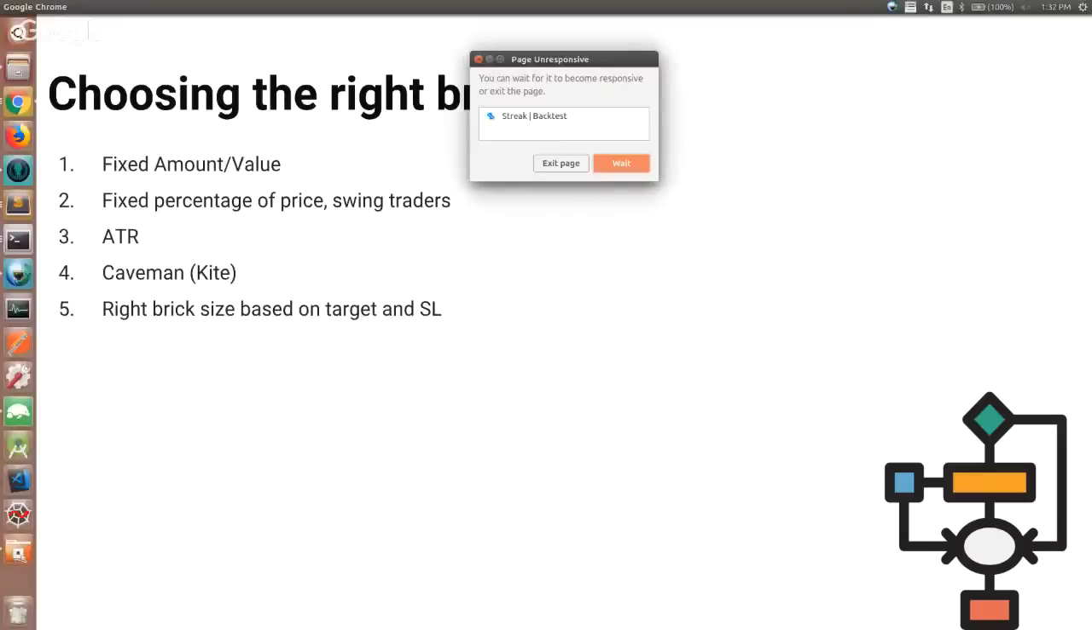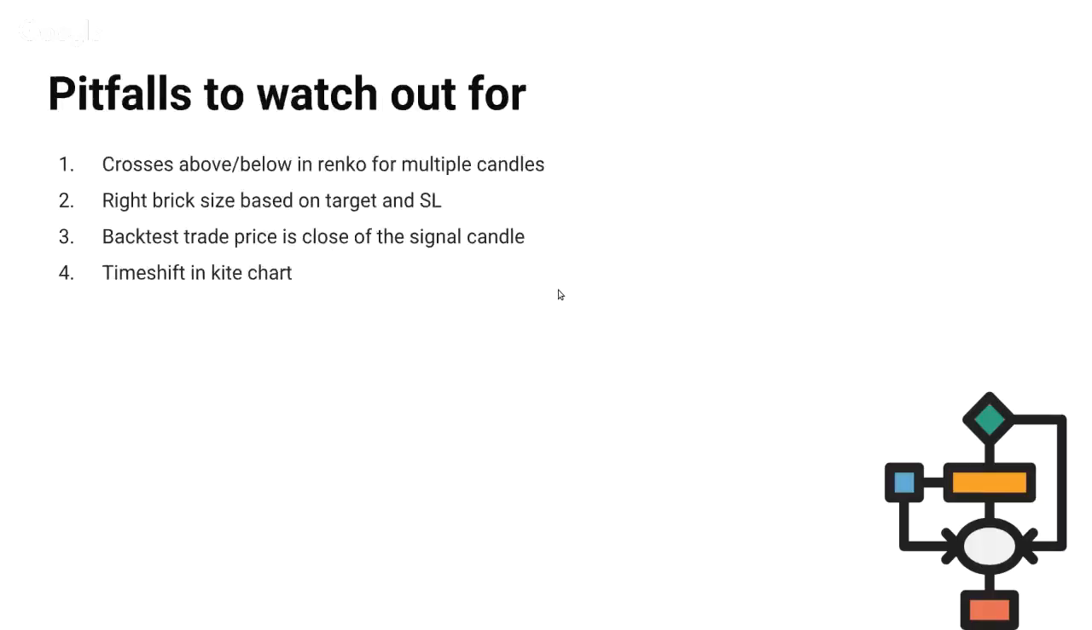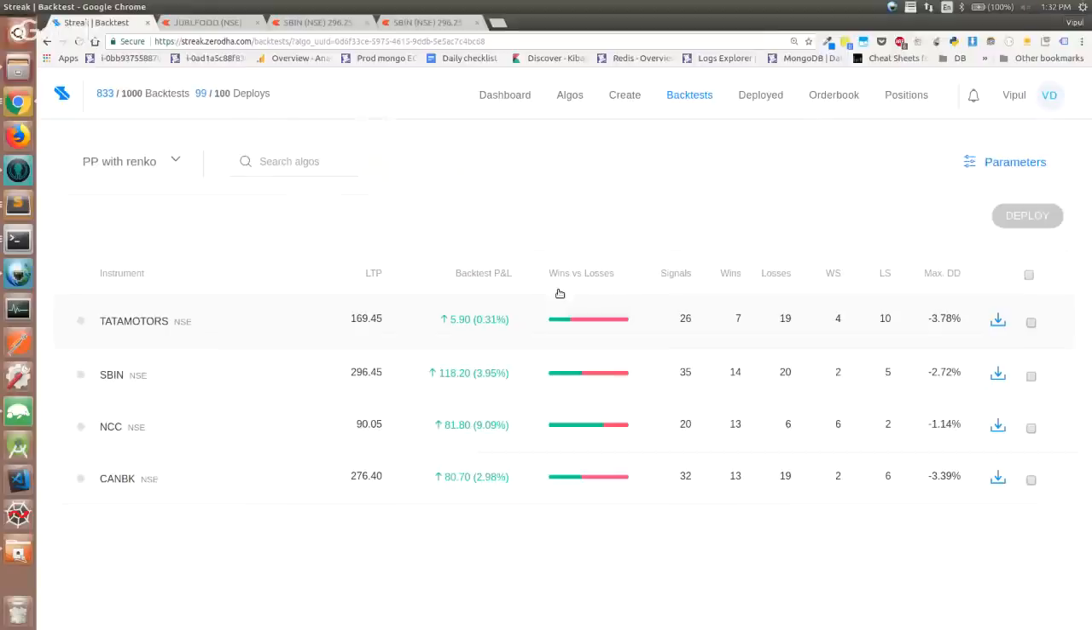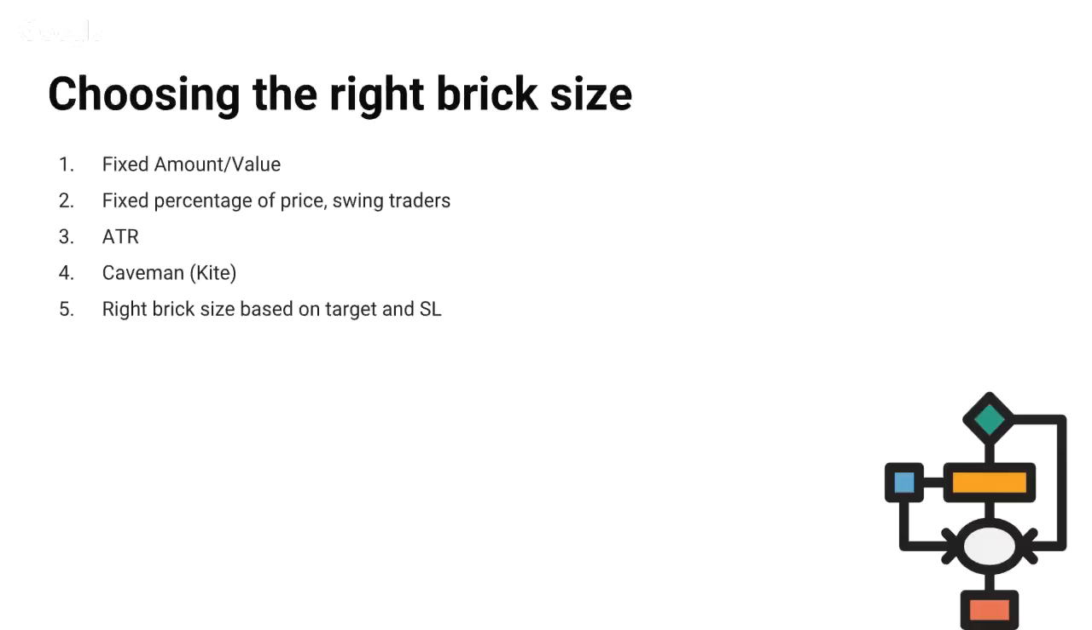Now, coming to the next and most significant part, choosing the right brick size. This is what people had been asking us for a very long time, which is choosing the right brick size. When choosing the right brick size, there are 4 or 5 different approaches that can be taken. The first one which you see is fixed amount value.